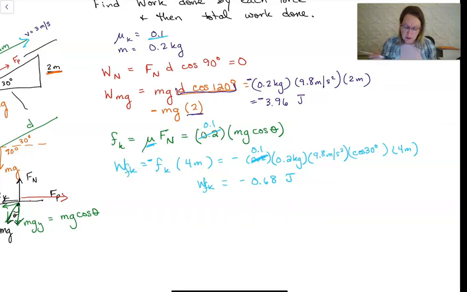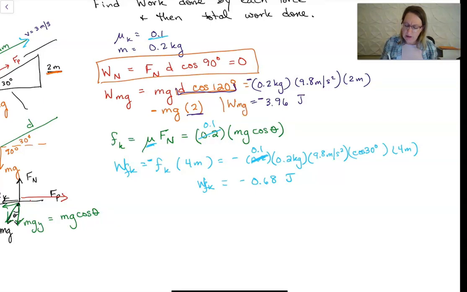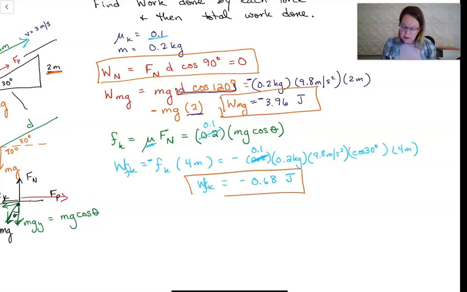Okay, so here's what I've got so far. I've got work normal is equal to this. Work of mg, of the weight, is equal to this. Work of the friction is equal to this. And then the last force we need to find out is the work due to the pulling force.